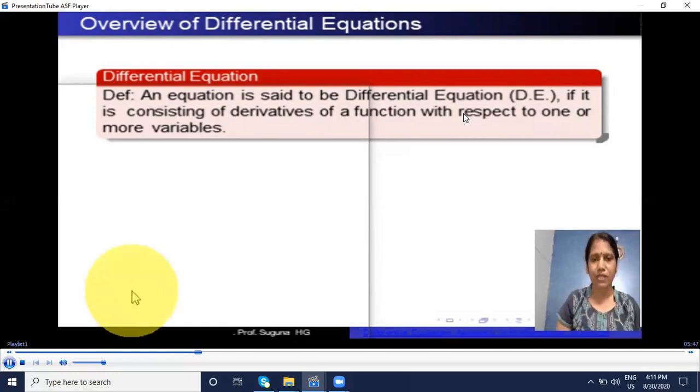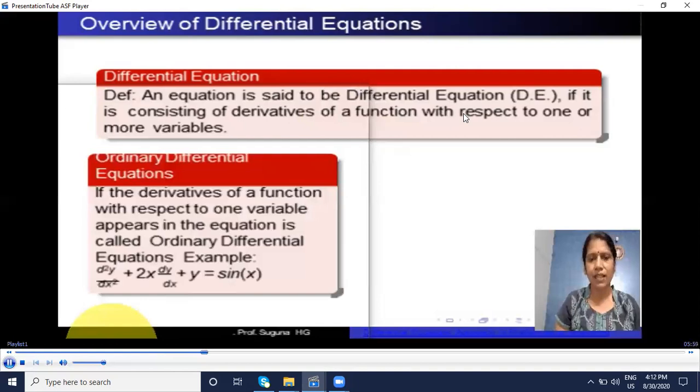A differential equation is nothing but an equation consisting of derivatives of a function with respect to one or more variables. If it is with respect to one variable, then that is called an ordinary differential equation, represented as ODE. For example, d square y by dx square plus 2x dy by dx plus y is equal to sin x. This is an example of an ordinary differential equation.